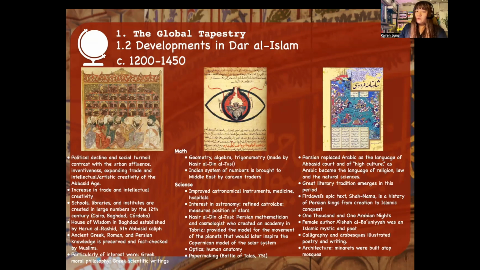Nasir al-Din al-Tusi created an academy in Tabriz. He provided the model for the movement of the planets, and later that would inspire the Copernican model of the solar system. You had this increased interest in optics. You had surgeries taking place at this time. You had a lot of paper making going on in general.